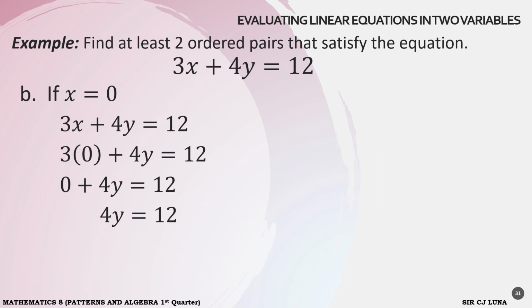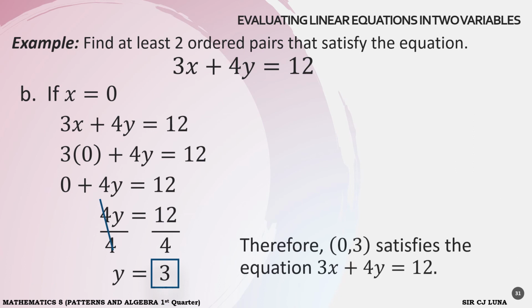And again, we have to make our variable 1y. It should be y only. So, paano tatanggalin yung 4? Magdi-divide tayo both sides ng 4. So, cancel 4. We now have y is equal to 3, because 12 divided by 4 is equal to 3. That means if x is 0, y is equal to 3. Therefore, the ordered pair 0, 3 satisfies the equation 3x plus 4y equals 12.